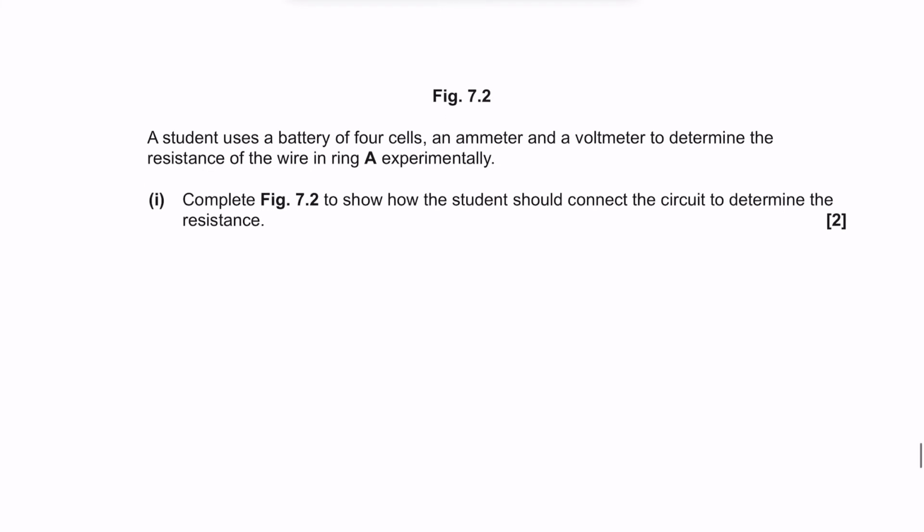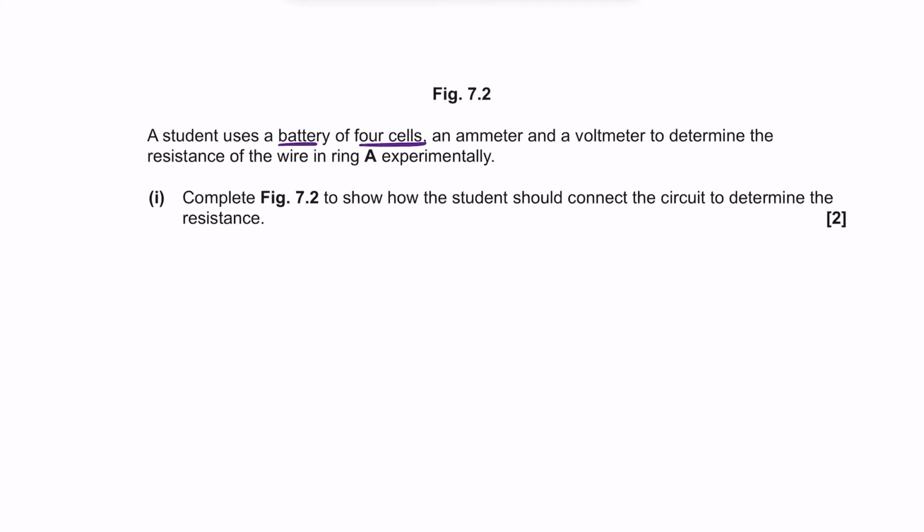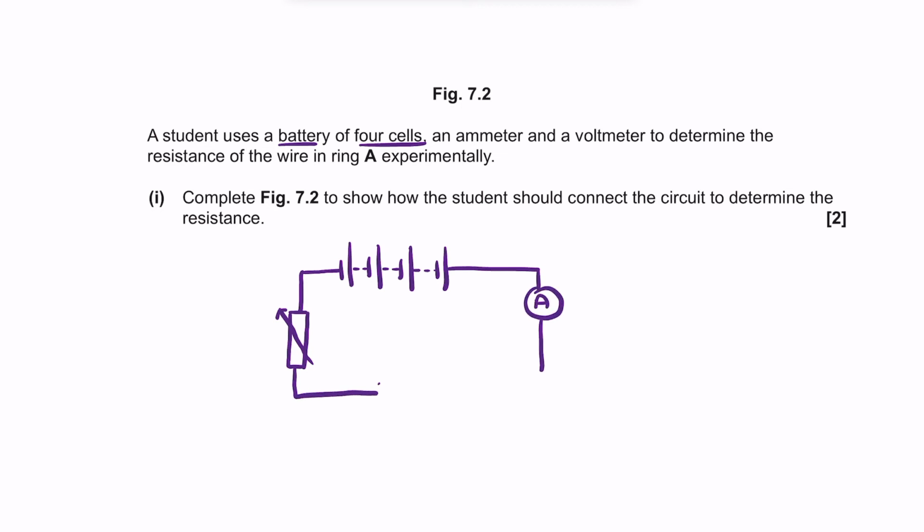So we need a battery of 4 cells. Let's start with that. So we have 1, 2, 3, and 4. And I'm going to use a variable resistor so that I can change the current through, and an ammeter, and of course the ring A, which has a circuit symbol like that of a resistor, and a voltmeter placed in parallel to this.